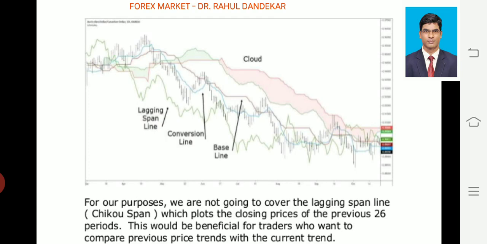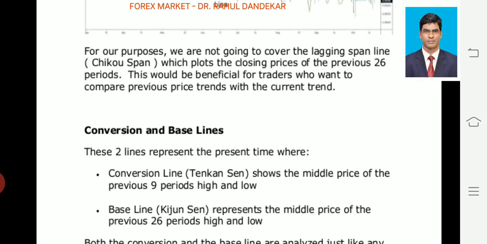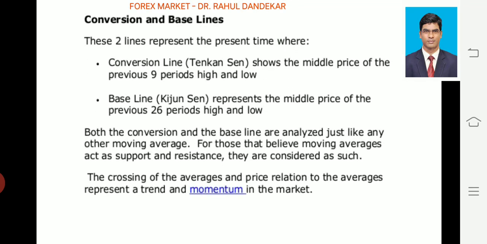For our purpose, we are not going to cover the lagging span line, Chikou span, which plots the closing prices of the previous 26 periods. This would be beneficial for traders who want to compare previous price trends with current trends. Conversion and baseline.